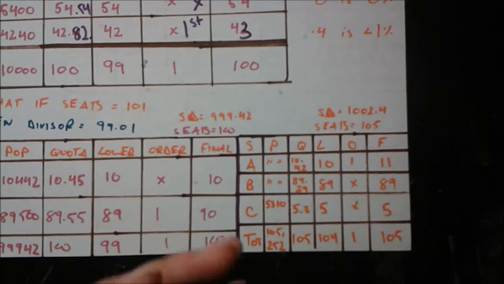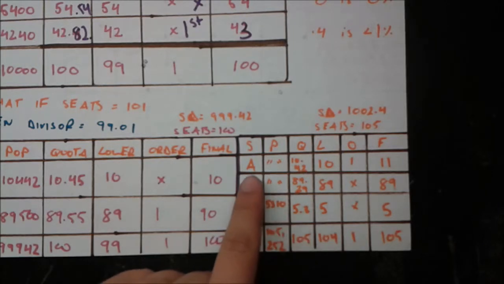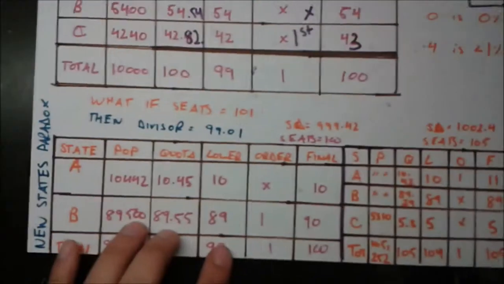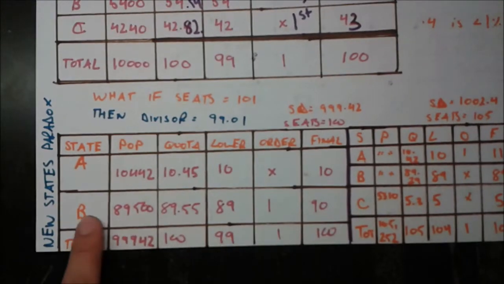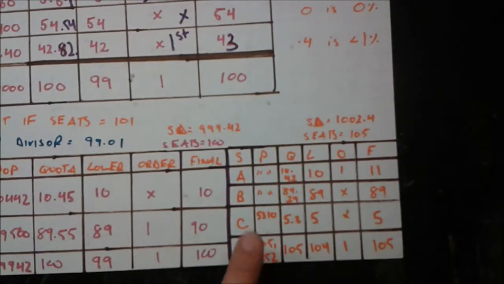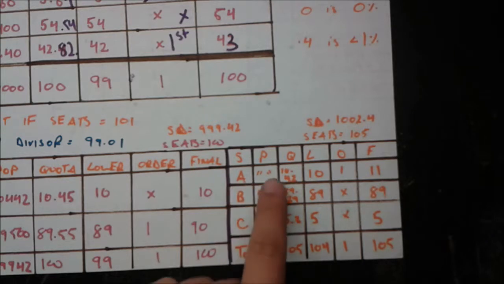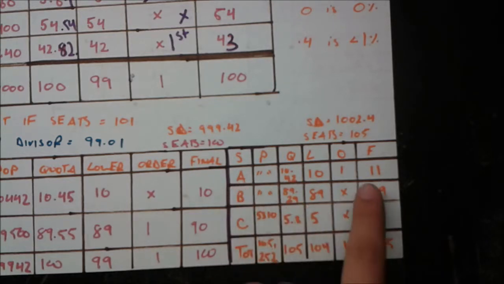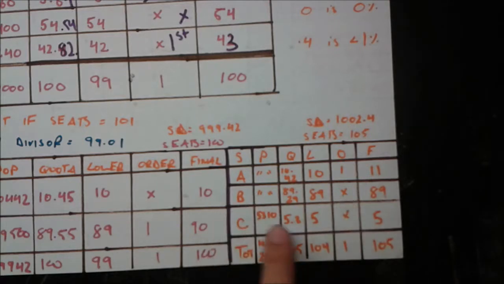That's good. That's what we wanted. But now what's happening here? Now we have 1 seat left over because these lower quotas add to 104, and we have 1 seat left over. So who gets it? Well, in the previous case, the highest residue was for B, but now the highest residue turns out to be for A with 0.42, which is higher than 0.29 and 0.3. So that means A gets the new seat. A gets 11, B is 89, and C is 5.